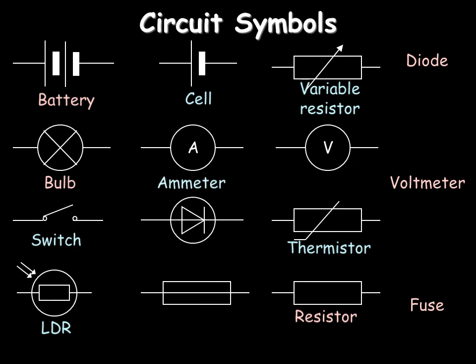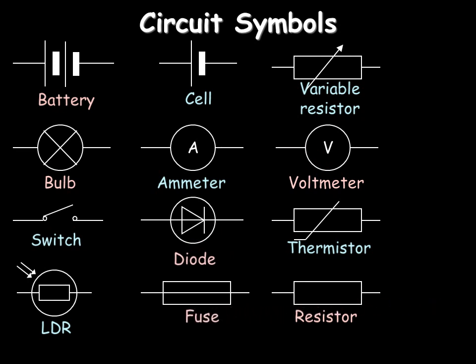To measure electricity, the current, we use an ammeter, capital A in the middle, and we can also measure the voltage with a voltmeter. And a few of the components I'll come on to in a minute are a diode and also a fuse. Be familiar with those circuit symbols.